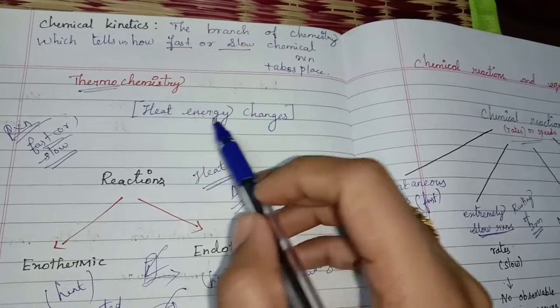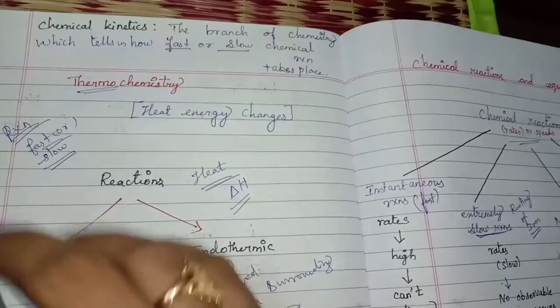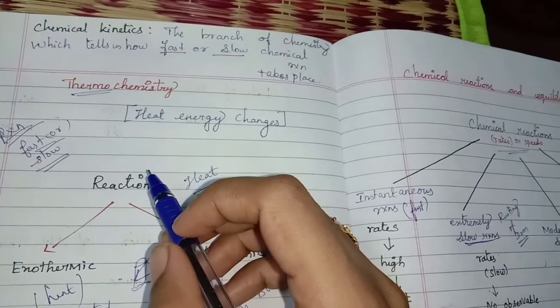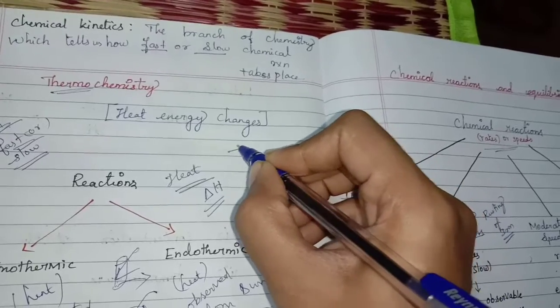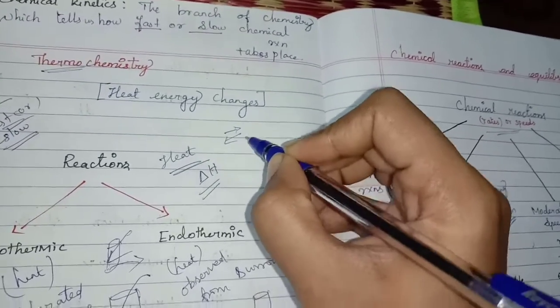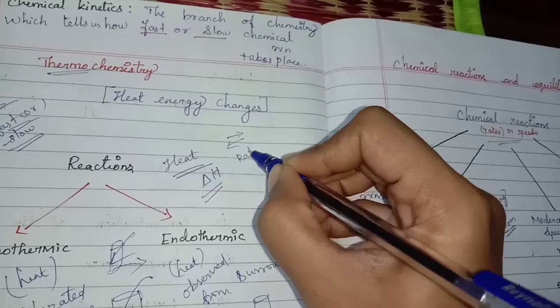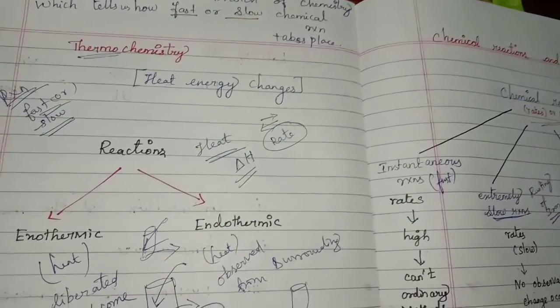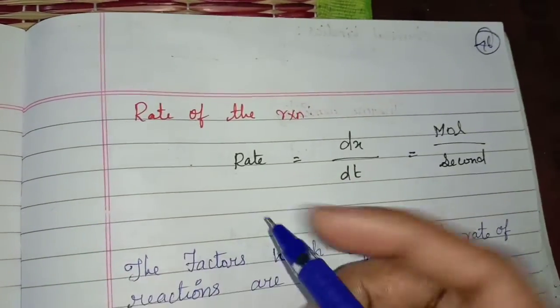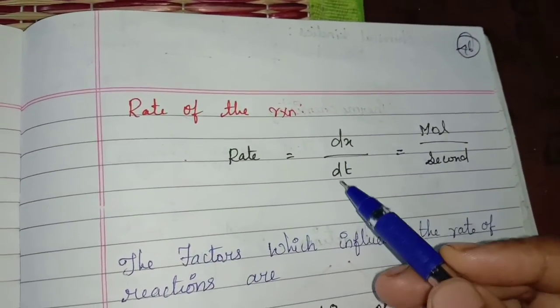Thermochemistry means the heat energy changes. I told about how the reaction takes place, fast or slow. Once the heat comes out or goes in, we can calculate the rate of the reaction. What is the rate of the reaction? How can we calculate it? Rate is equal to dx divided by dt.